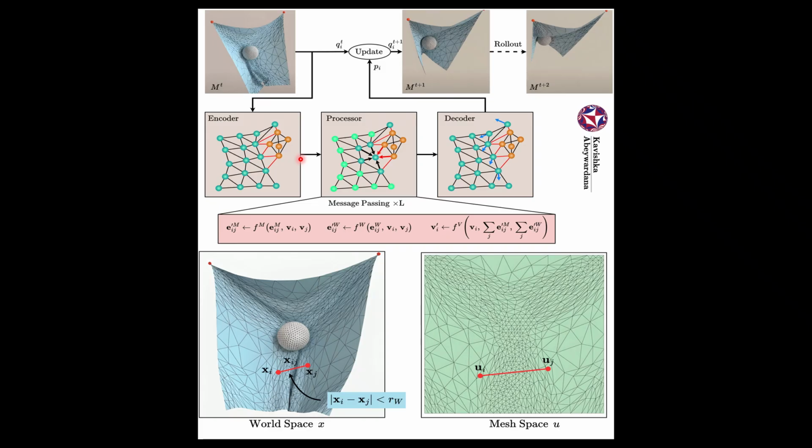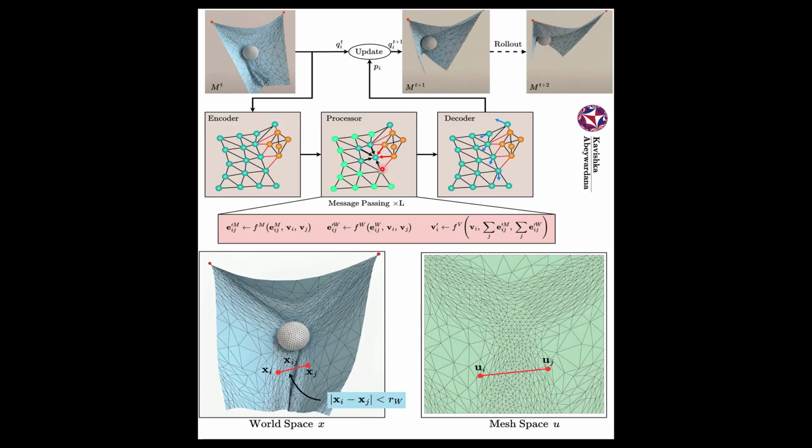So once the graph is built, the network performs message passing. Each node sends messages to its neighbors, as you can see here. These messages represent how one part of the system influences another. Think about a flag in the wind. If the wind pushes one corner of the cloth upward, nearby nodes feel the tension and move too.